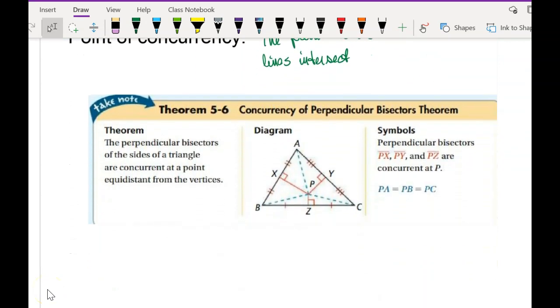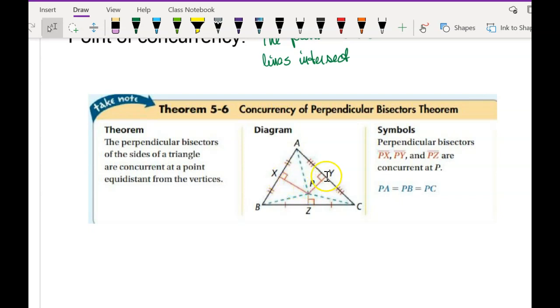Okay, now let's take a look at Theorem 5.6, Concurrency of Perpendicular Bisectors Theorem. So the perpendicular bisectors, noted by the red lines in the graph, of the sides of a triangle are concurrent at a point that is equidistant from the vertices. So this point P, they intersect. Point P is the point of concurrency.